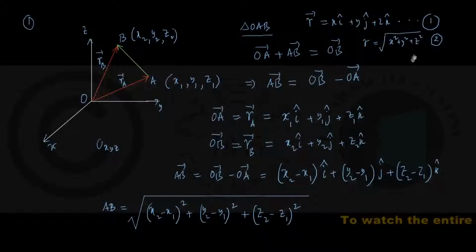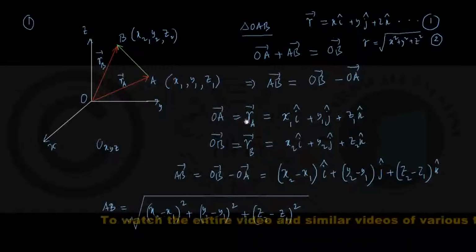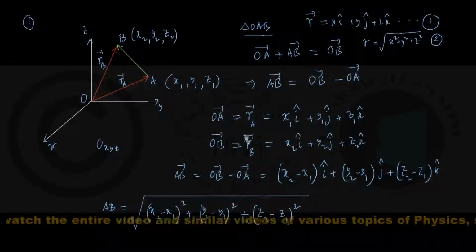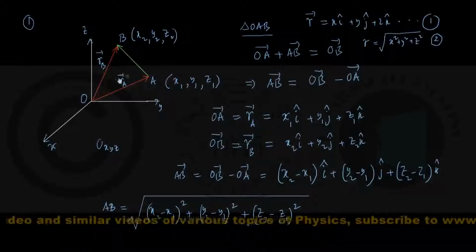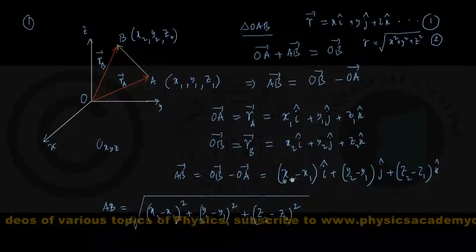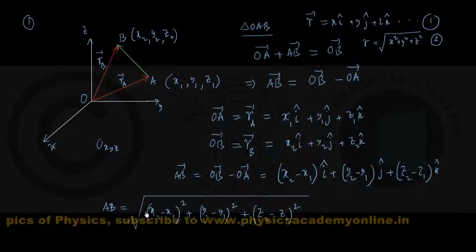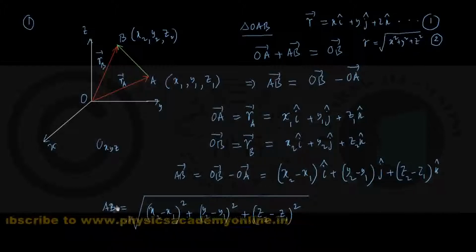I am talking about this equation. The first one gave me RA and RB, which we made use of to get AB by vector subtraction, and then we got the length of AB by making use of equation number 2. This is the length of the vector AB that you can confirm yourself.